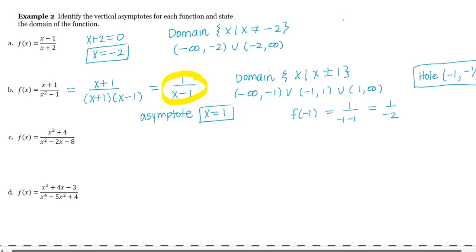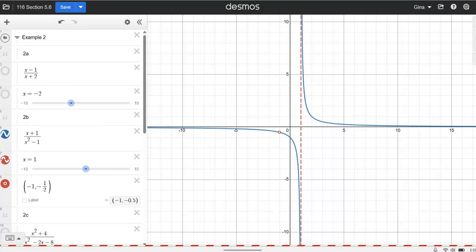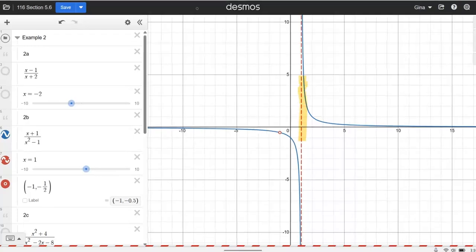Let's look at the graph and see what this is looking like. Here's the graph of the function we were looking at, x plus 1 over x squared minus 1. And as you can see, there's only one asymptote. It's here when x is equal to positive 1. And then here's that hole that we were talking about. When x is equal to negative 1, our y value is negative 1/2. So this is matching what we saw in the algebra.